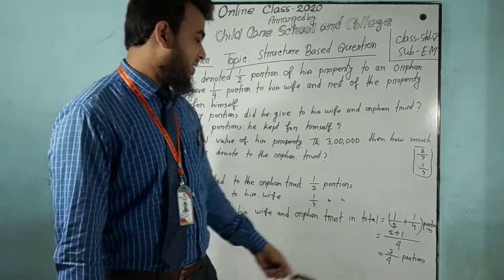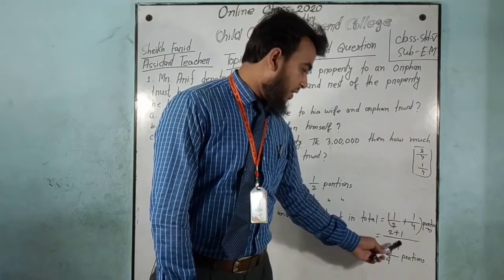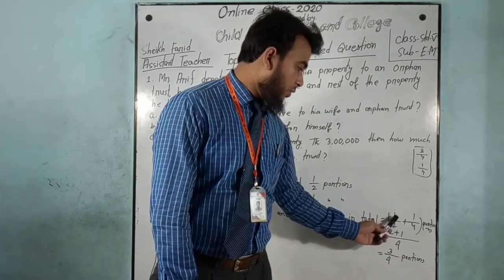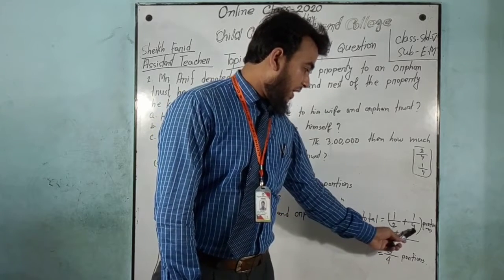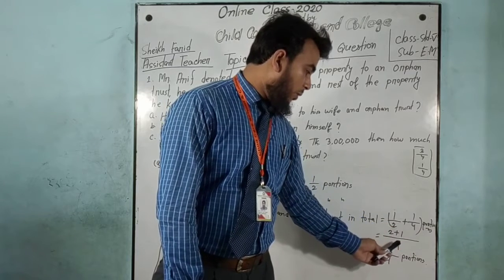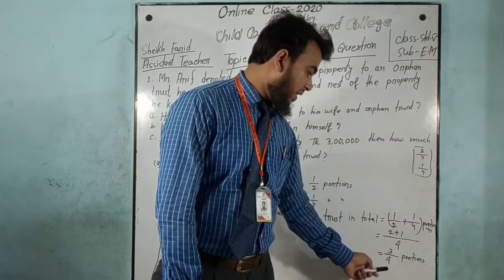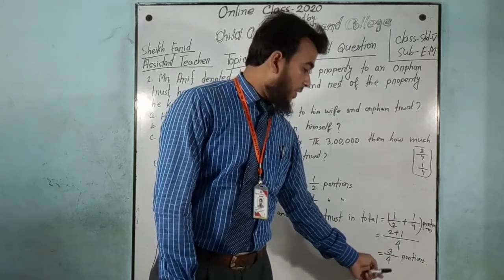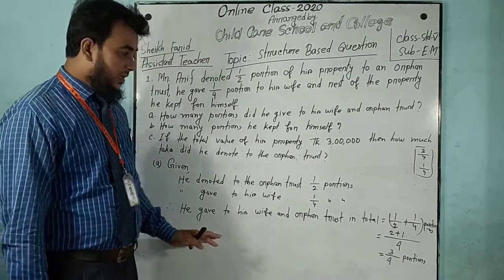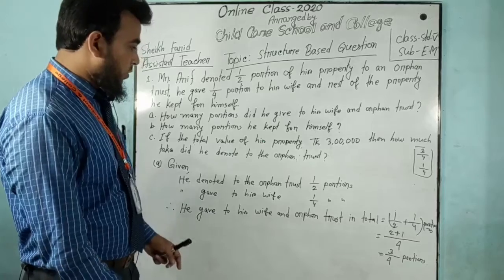If we add this, then here the LCM will be 4. Then if you divide LCM 4 by 2, it will be 2. If you multiply 2 with 1, it will be 2. Again, if you divide LCM 4 by 4, then it will be 1. Then if you multiply 1 with 1, it will be 1. So in total, we get the answer 3/4 portion. I think you have easily understood A, and there is no problem.